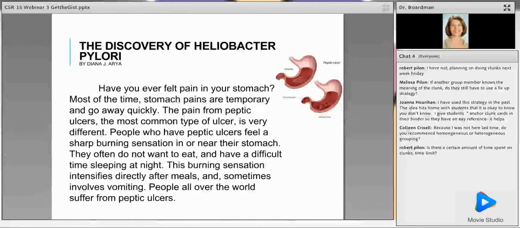This is kind of a gross topic, I'm sorry, and I didn't read the title to you, which is the discovery of Helicobacter pylori. So you should already be thinking, well, what is the most important who or what? And what we do with students is we have them stop and discuss and agree on the most important who or what prior to writing their gists.